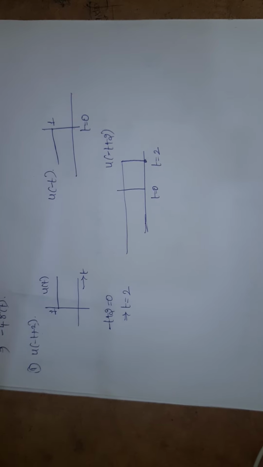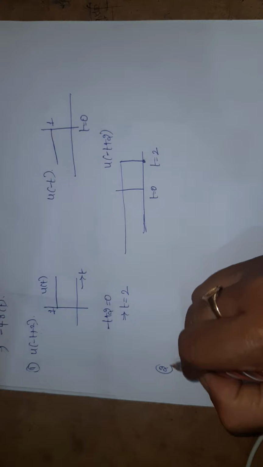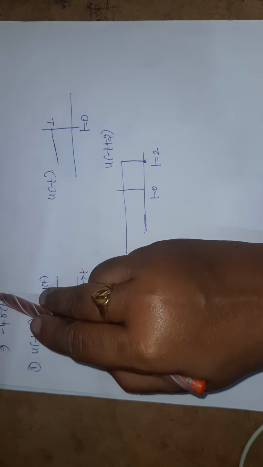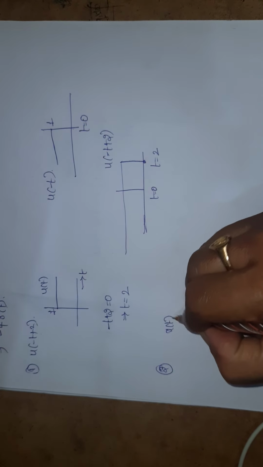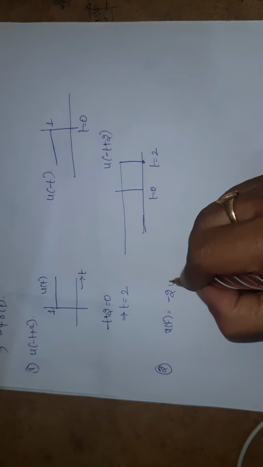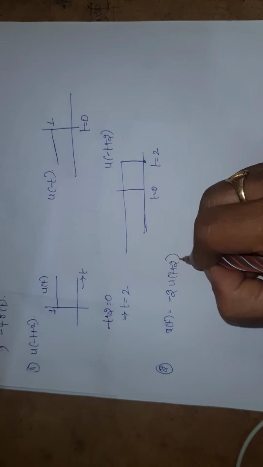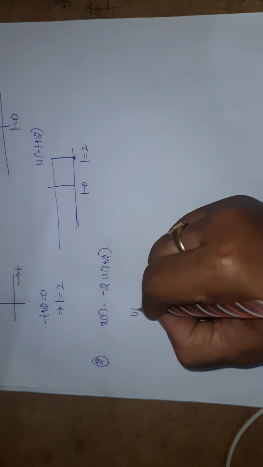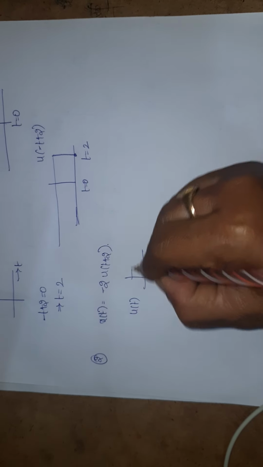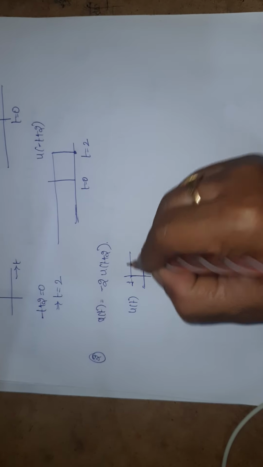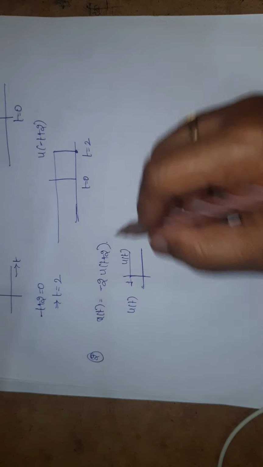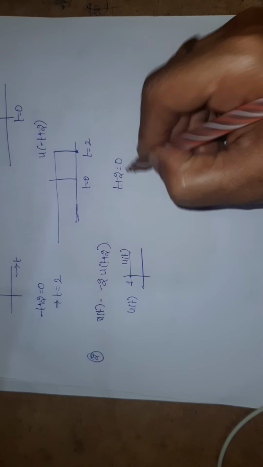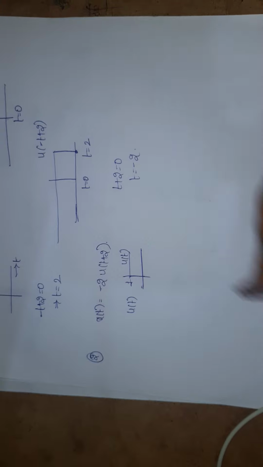Okay. Next, the second problem is x of t equals minus 2 into u of t plus 2. So first you have to draw u of t, and this is u of t. It has magnitude 1. Next, what is u of t plus 2? It means t plus 2 equal to 0, so I get t equal to minus 2.